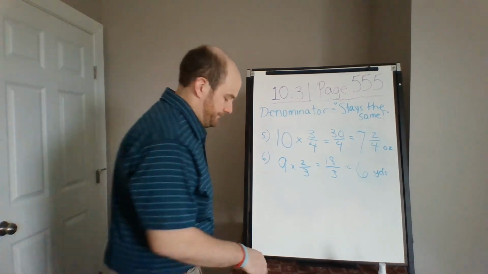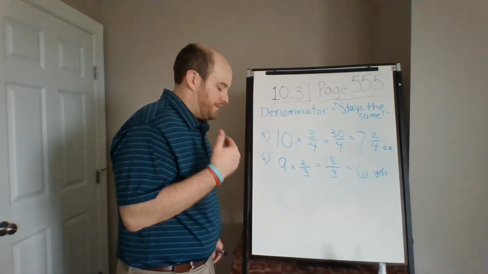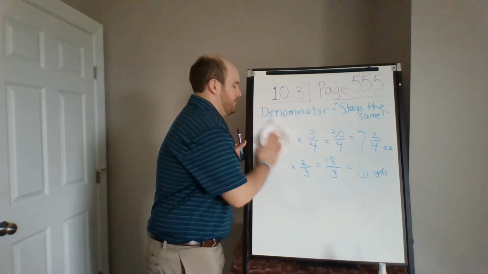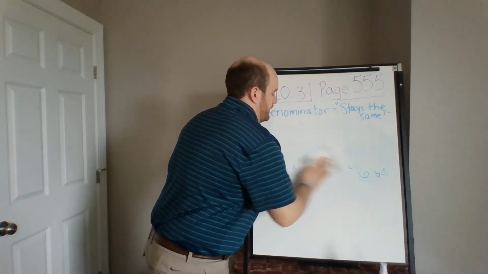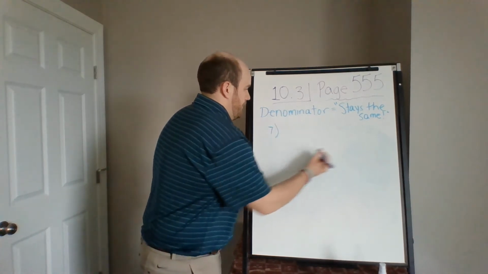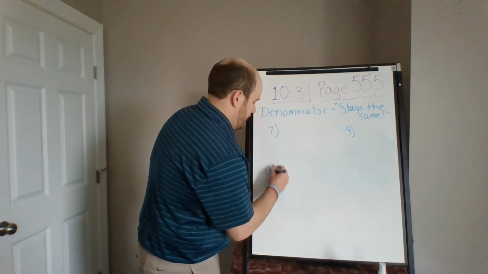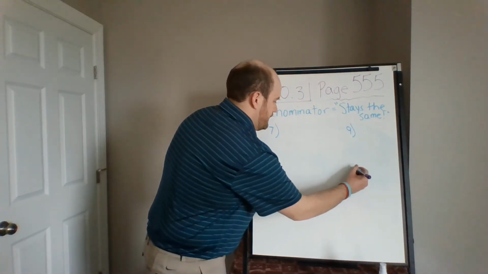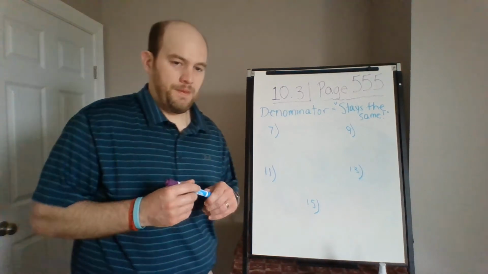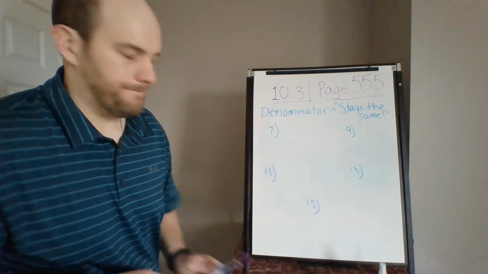Beautiful. Now, down below, you have problems 7, 8, 9, 10, 11, 12, 13, 14, 15. We are just going to do the odd numbers, okay? So the first one we're going to do down below is number 7. Then number 9. Then number 11. Then number 13. And last but not least, number 15. So circle those on your paper. 7, 9, 11, 13, and 15.